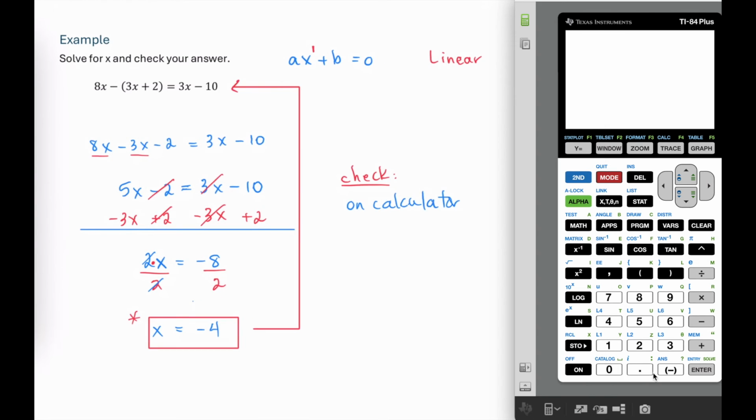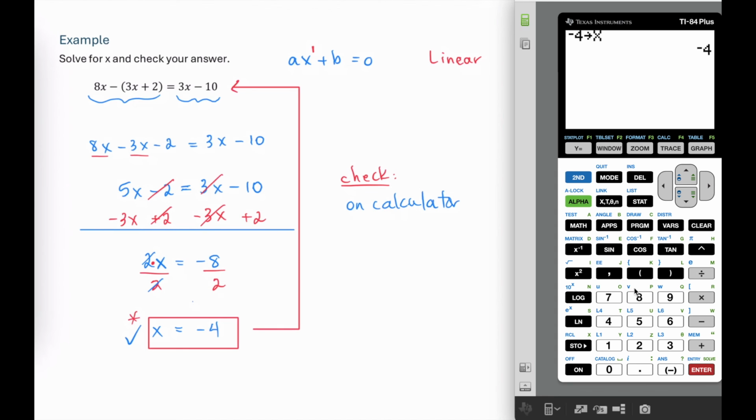So we'll take the solution that we found, which was negative 4, and we're going to use this feature here, which is store. So we'll hit the store button, and let's store it into the variable x, which is a button located on the face of the calculator. So we now hit the x button, and then we'll hit enter in order to save our solution in that x variable. Now that negative 4 is stored into the x, we're going to look at what the left-hand side would be equal to with negative 4 plugged in for x, and compare that to what the right-hand side would be equal to with negative 4 plugged into x.